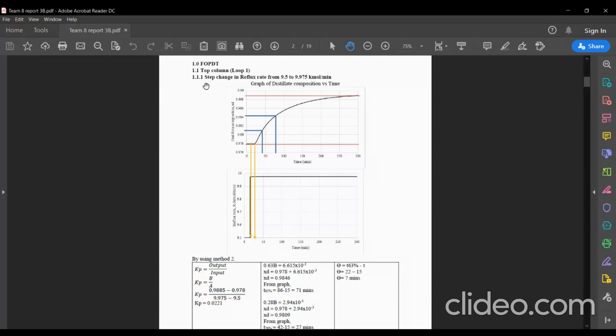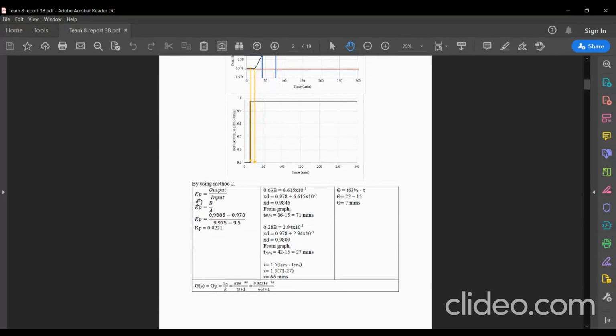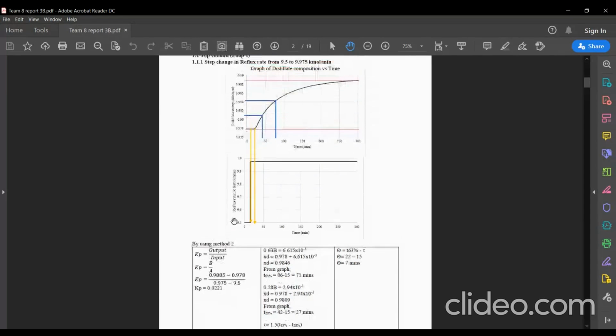There are a total of 3 step changes, and each step change is divided into step up and step down. First, we set the reflux rate as our manipulated variable and use method 2 in the graphical method to estimate the 3 parameters. First, KP is output over input. The output is from the graph, the process reaction curve, and the input is the step change.